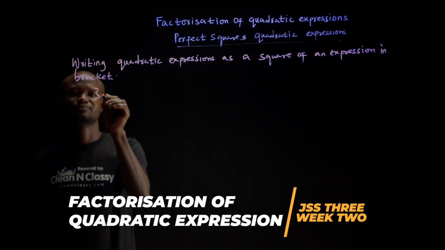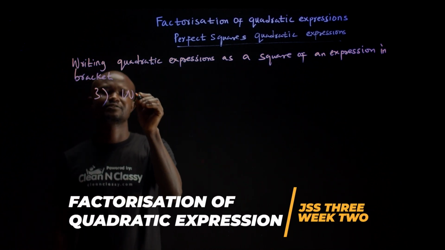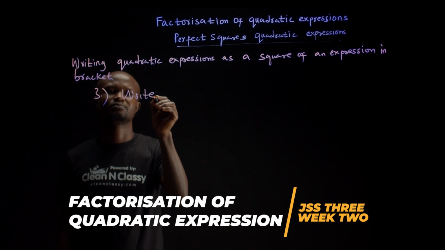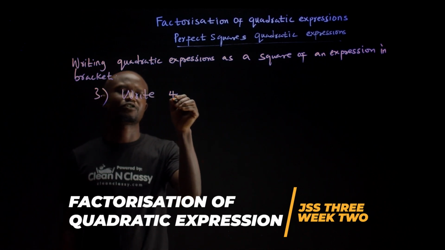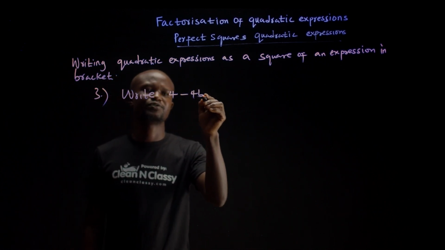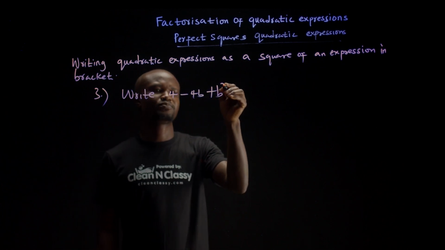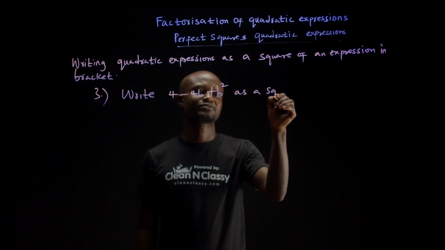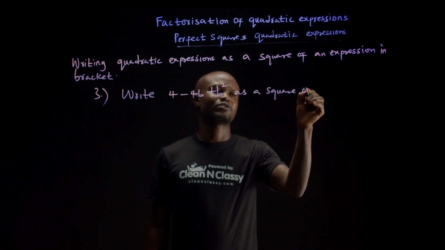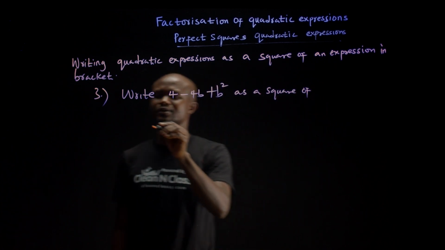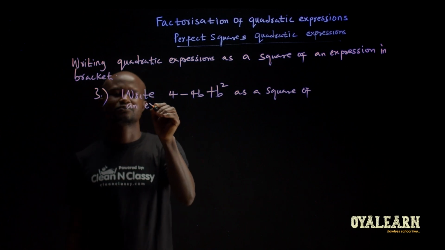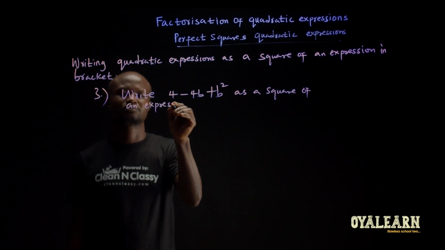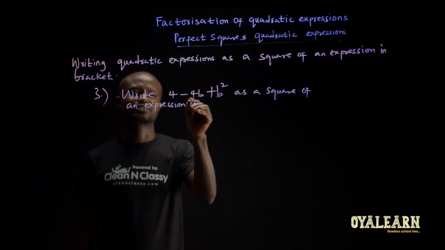Number 3. Write 4 minus 4b plus b squared as a square of an expression in brackets.